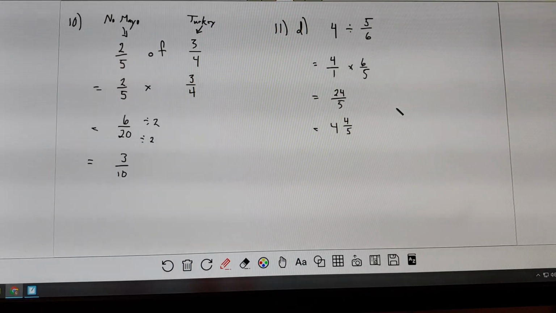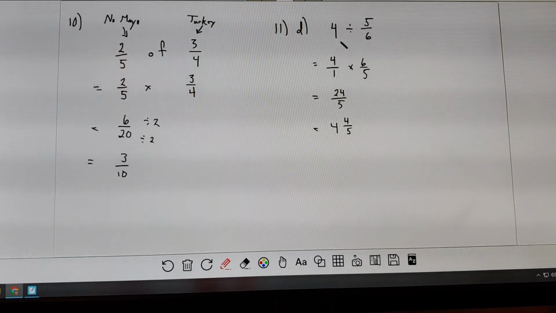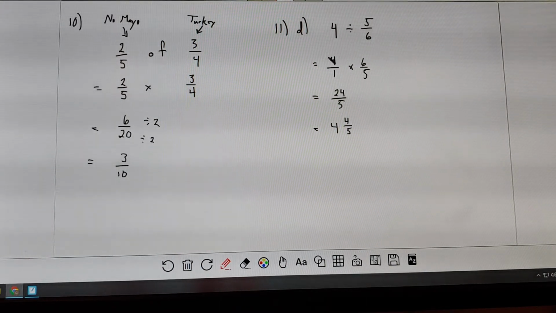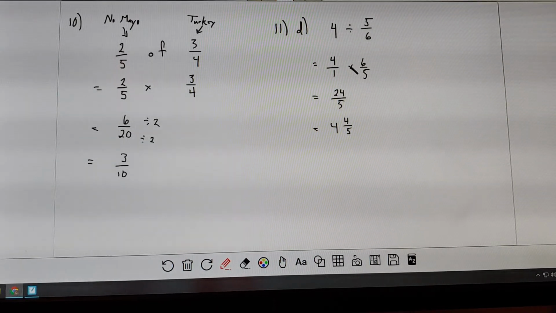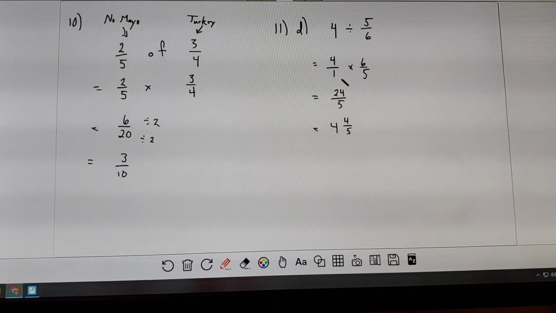For this one, 4 divided by 5 over 6. The whole number, put as a fraction by putting it over 1, and then take the reciprocal of this. So I've flipped it over, it's now 6 over 5 instead of 5/6, and making sure that that changes to multiplication as well. 6 times 4 is 24, 5 times 1 is 5. We can get 4 groups of 5 going into that with 4 left over.